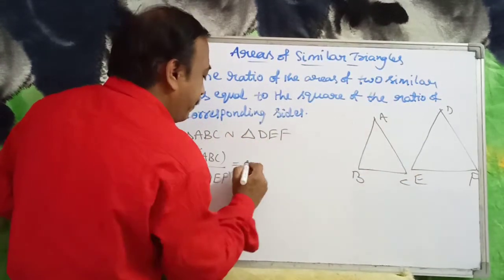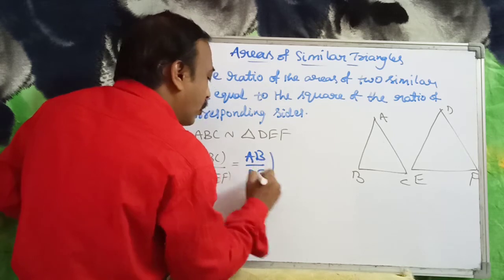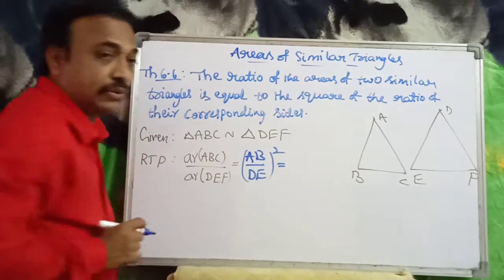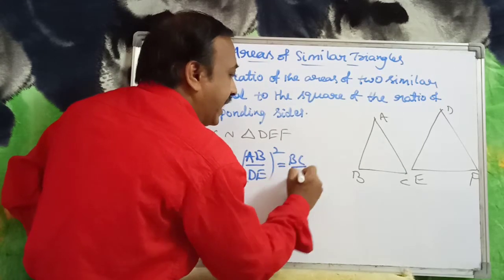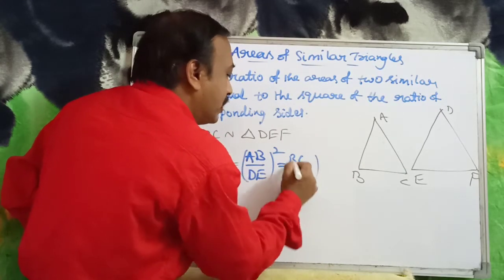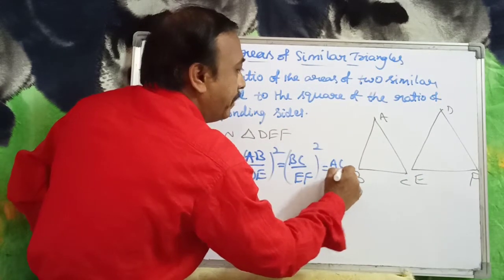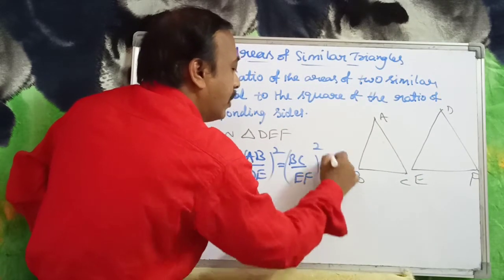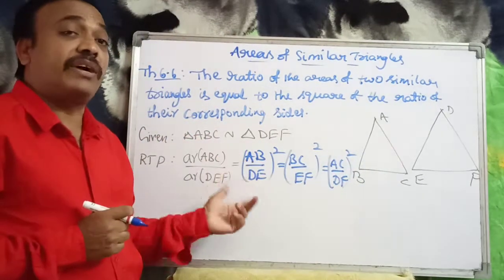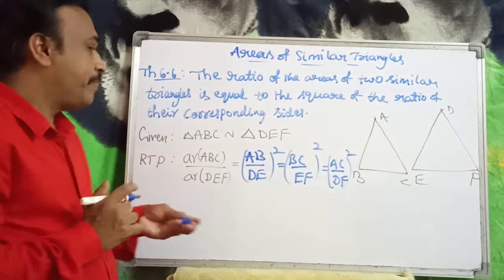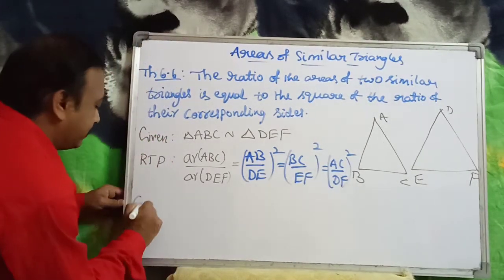AB by DE whole square is equal to, or you can take BC by EF whole square, or you can take AC by DF whole square. The ratio of the squares of the corresponding sides. Now to prove this one, we require some construction.